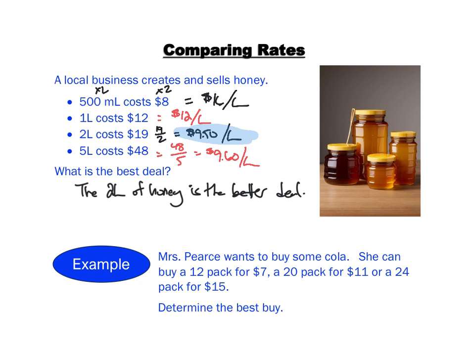We found the unit price of all 4 of those options. And then we have to write down what the better deal is. We have to answer the question. And the answer to the question is the 2 liter of honey is the better deal. Okay?